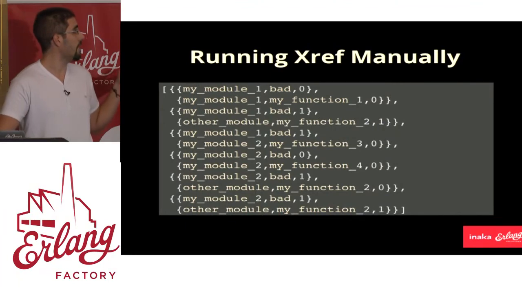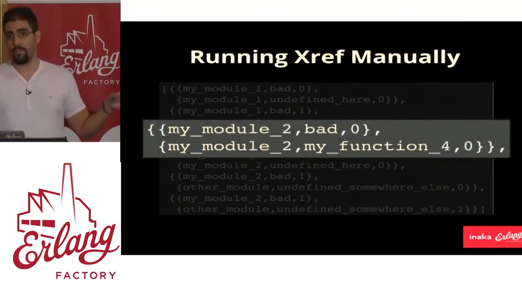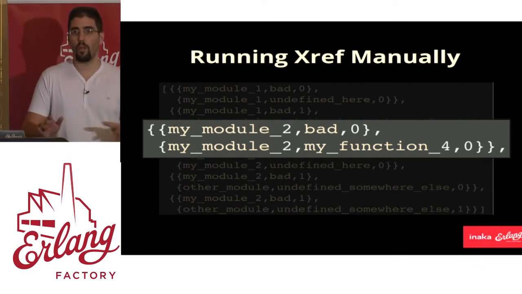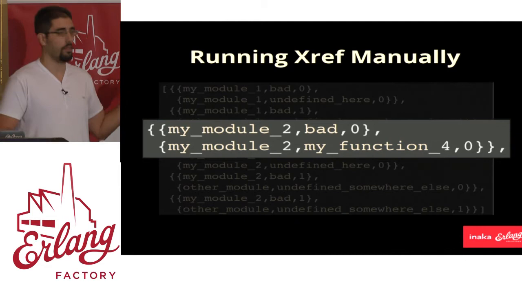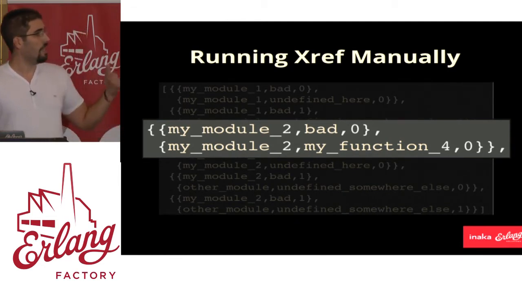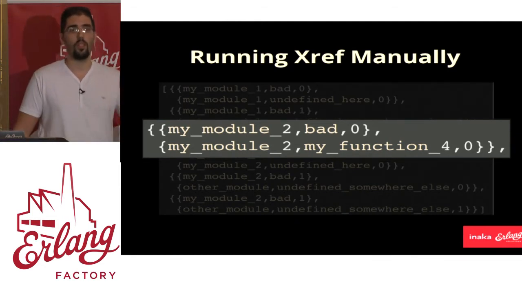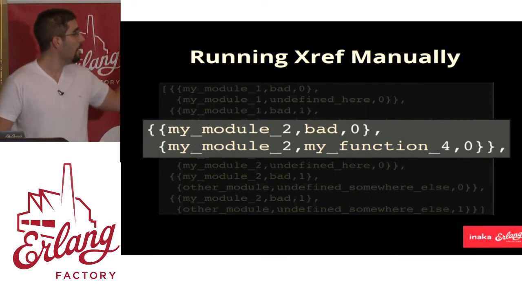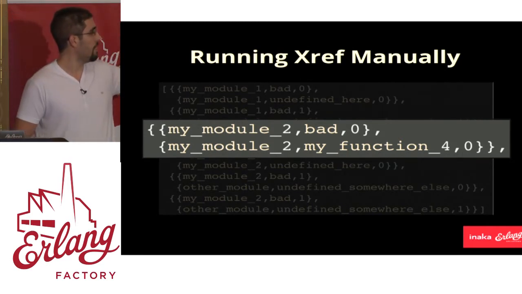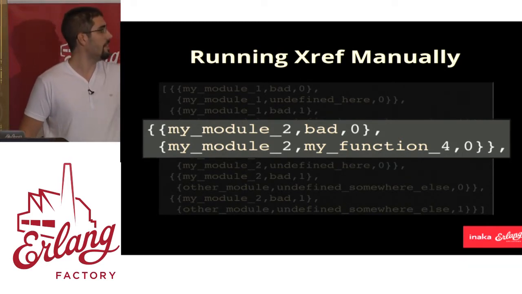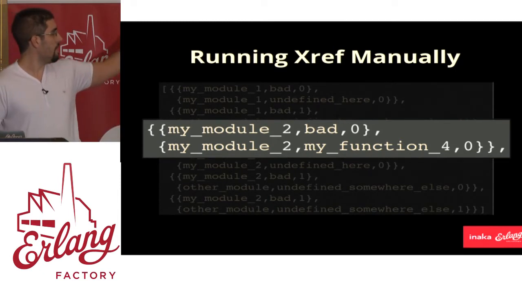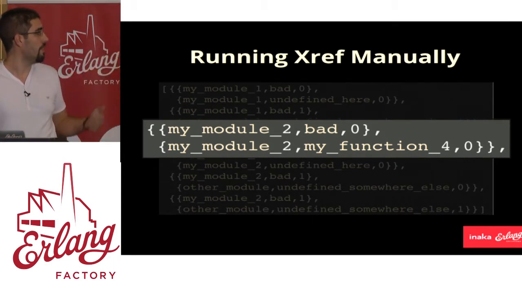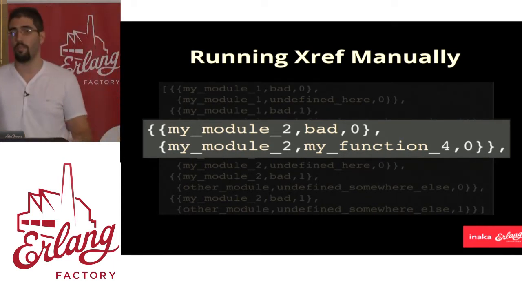And the results look like this: tuples with 1 or 2 tuples. If the problem lies within just one function, you will get one module-function-arity tuple. If your problem is like the undefined function calls, where in a function you're calling another one that doesn't exist, you get a 2-element tuple with 2 module-function-arity descriptions. It basically says that the function bad with 0 arguments in my_module2 is calling function my_function4 in the same module, and my_function4 doesn't exist.